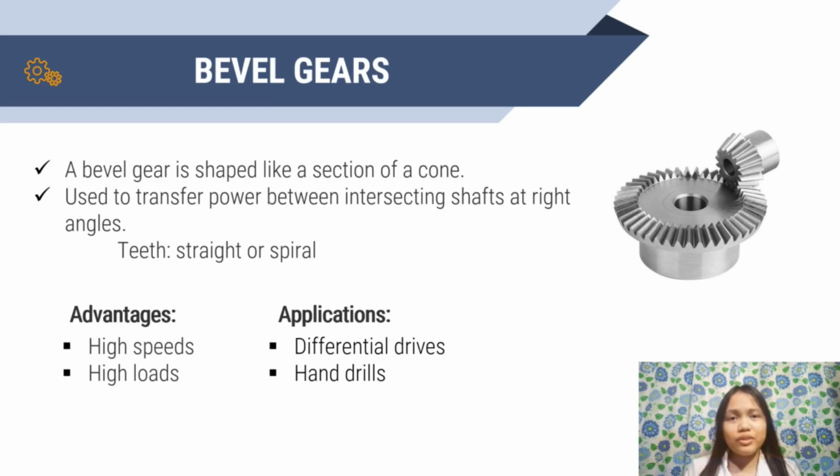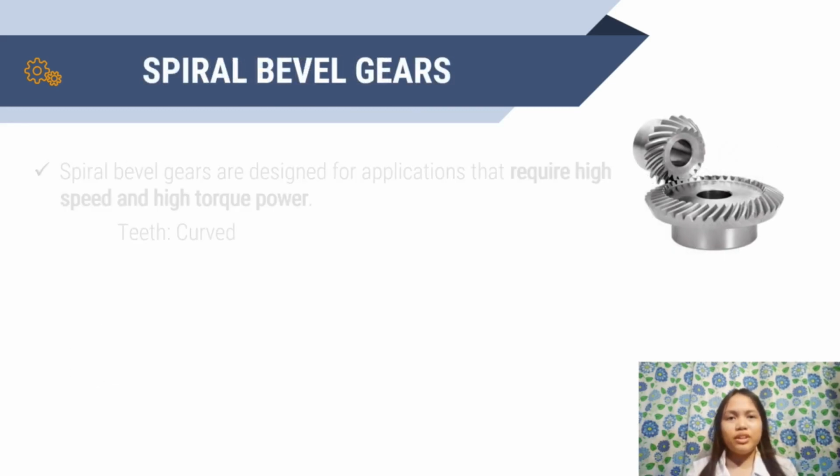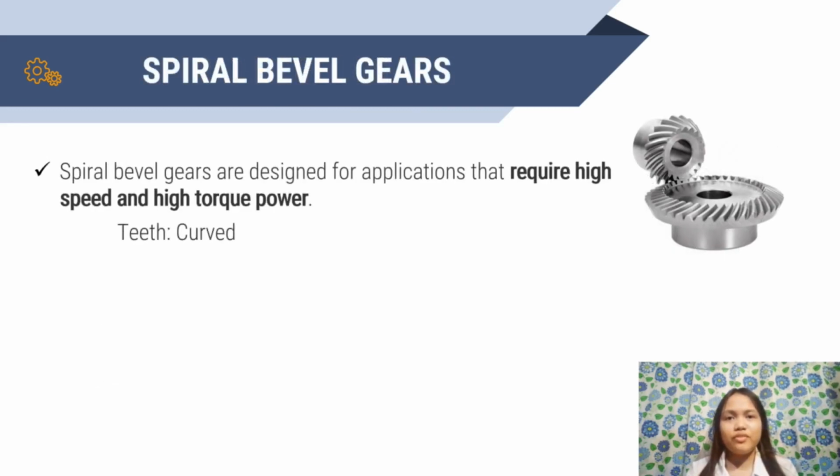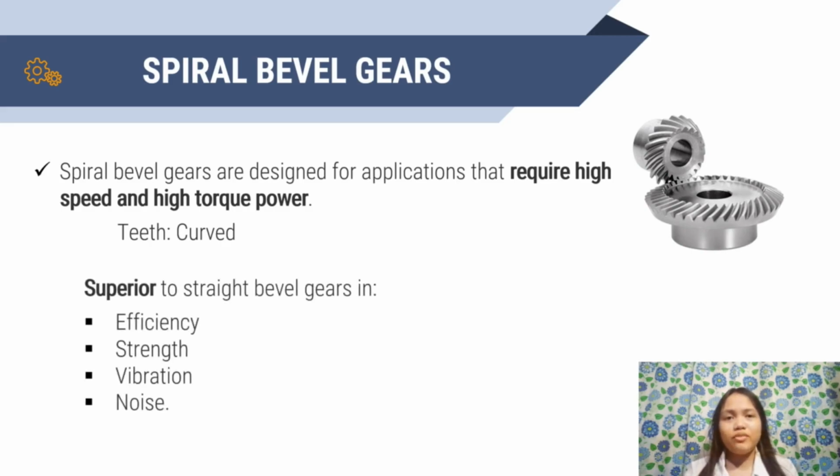As the handle of the drill is turned in a vertical direction, the bevel gears change the rotation of the chuck to a horizontal rotation. Spiral bevel gears. Spiral bevel gears are bevel gears with curved tooth lines. They are designed for applications that require high speed and high torque power. Due to higher tooth contact ratio, they are superior to straight bevel gears in efficiency, strength, vibration, and noise.